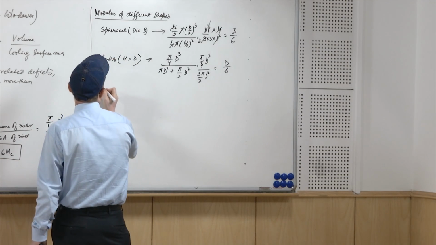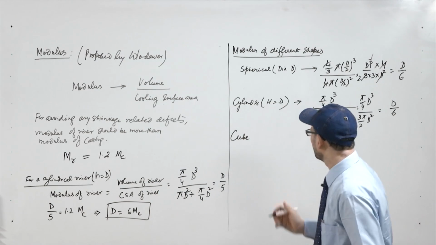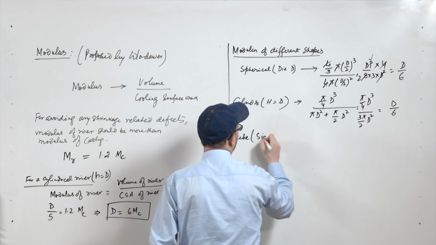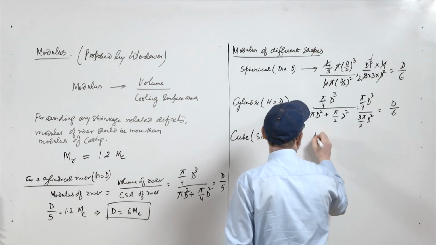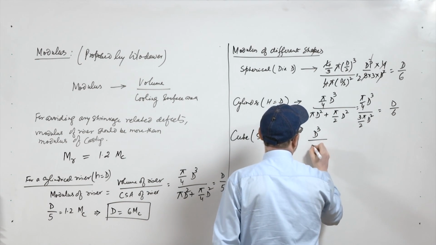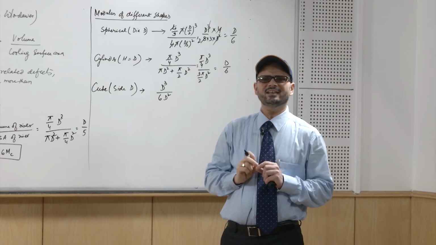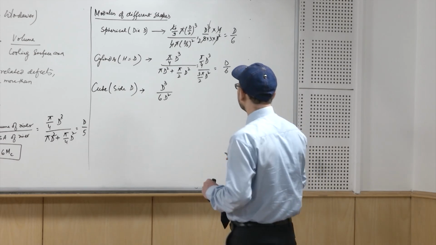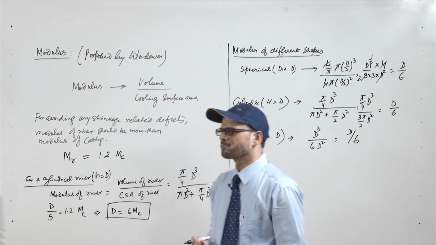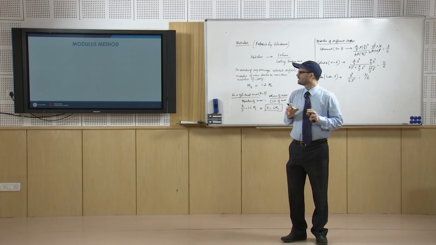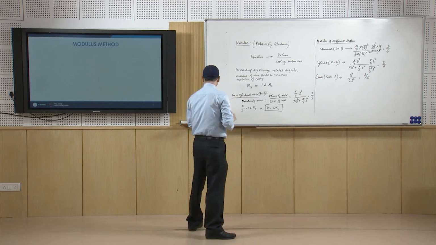Then in the case of suppose a cube, if the side is taken as d, in that case the volume becomes d cube and the surface area total becomes 6 d square. You have 6 faces, every face has the area of d square. So, then it also becomes d by 6. This way you can calculate the different value of the modulus for different geometries.